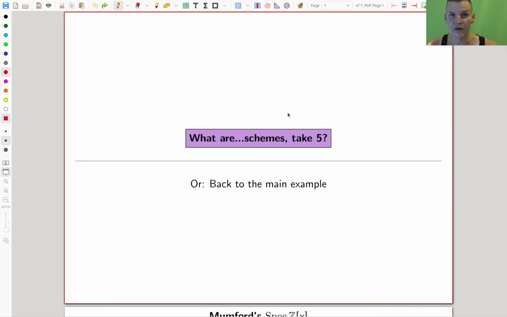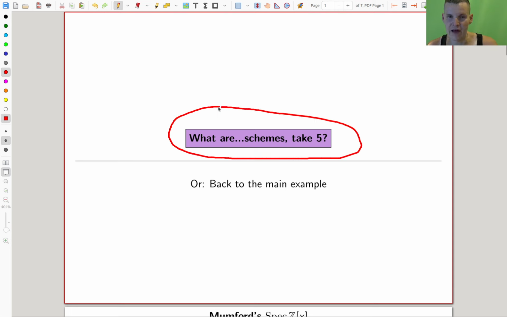Okay, welcome everyone to this continuation of what is algebraic geometry. Today I would like to come back to, well, I would like to wrap up schemes with one of the most important pictures on schemes that have appeared in the literature. What is our main example? I will remind you what it is in a second.